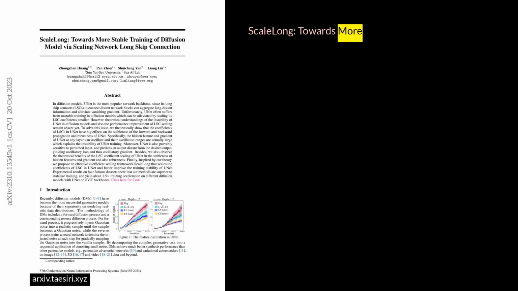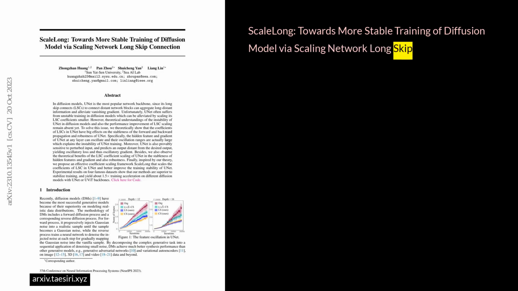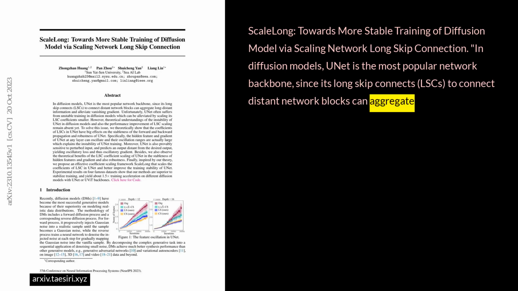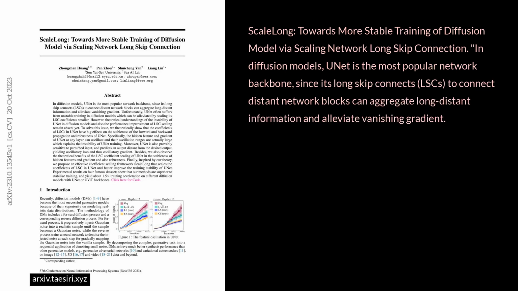ScaleLong: towards more stable training of diffusion models via scaling network long skip connections. In diffusion models, UNet is the most popular network backbone since its long skip connections, LSCs, connect distant network blocks, which can aggregate long-distance information and alleviate vanishing gradient.